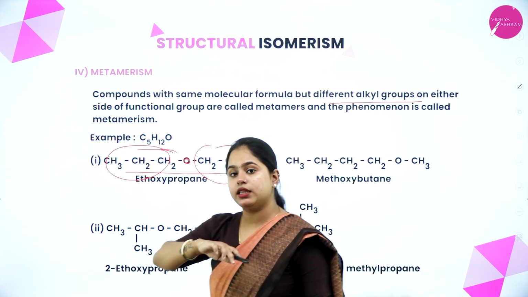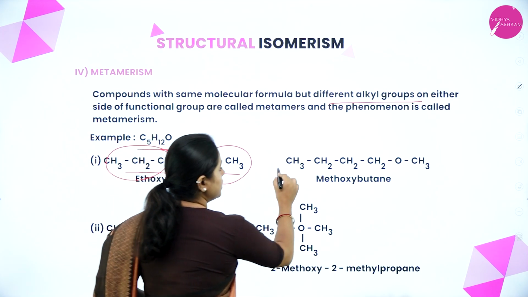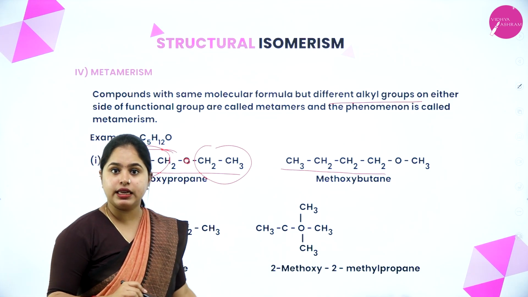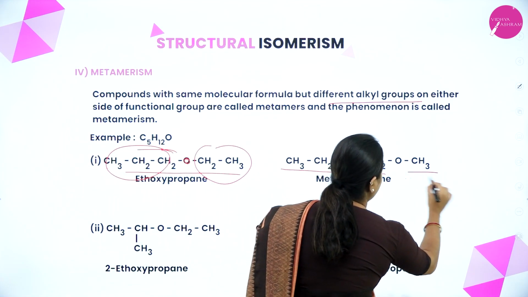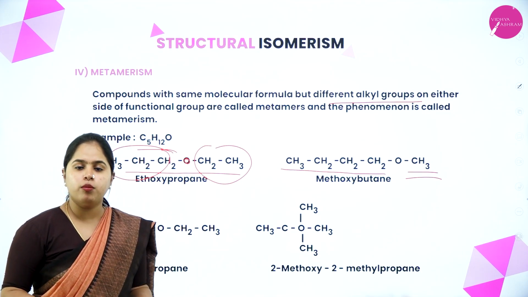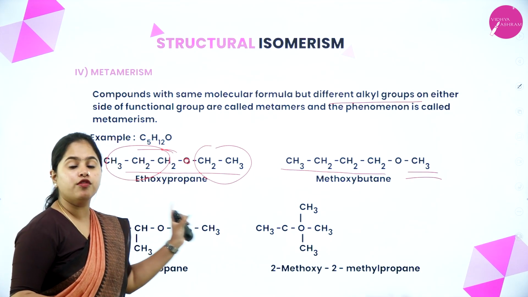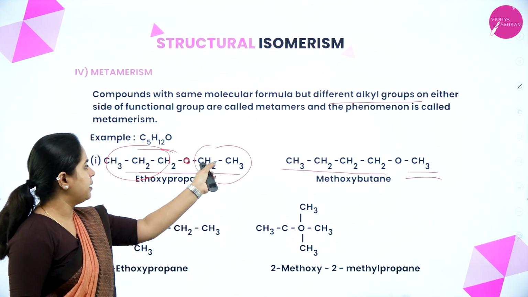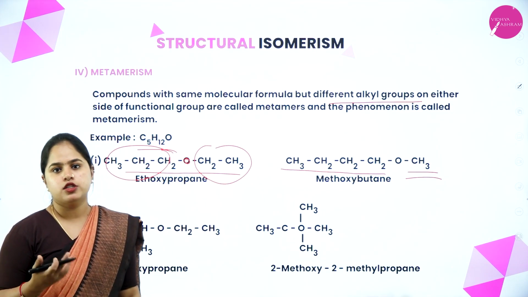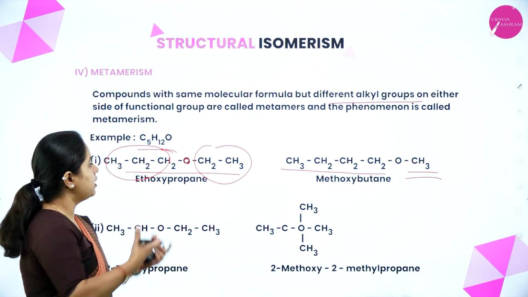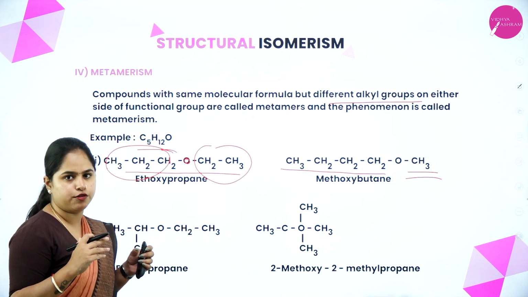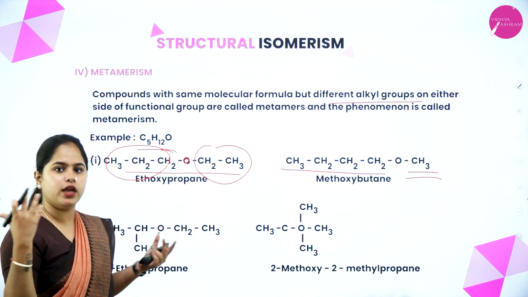What is the other isomer for this? I can write CH3, CH2, CH2, CH2, right? Butyl I can write, and on the other side I can have the methyl. If you compare these two, the molecular formula will be same, just the arrangement of alkyl groups is different. I can make it ethyl and propyl or butyl and methyl. So both are having same molecular formula, just the number of carbon atoms present on either side of the functional group will be different. That is, you get different alkyl groups on either side.